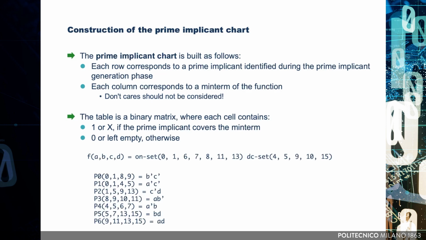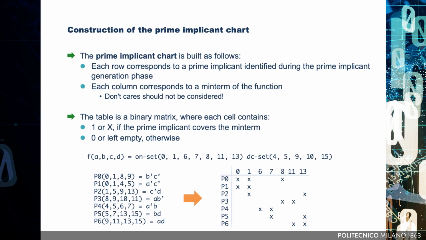Let's consider the following example of a function. We begin with a list of prime implicants that have been generated through the prime implicant generation phase. We leave the actual derivation of those implicants as an exercise. We now construct the prime implicant chart as just described. For instance, P0 covers 0, 1, 8, and 9. However, since 9 is a don't care, we only place X marks in the columns corresponding to 0, 1, and 8, while we don't have any column labeled with 9, and so on for the remaining prime implicants.